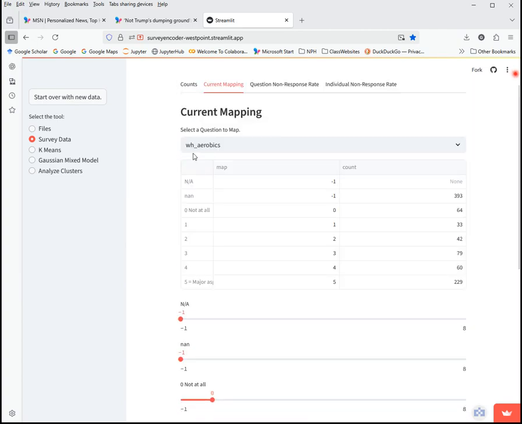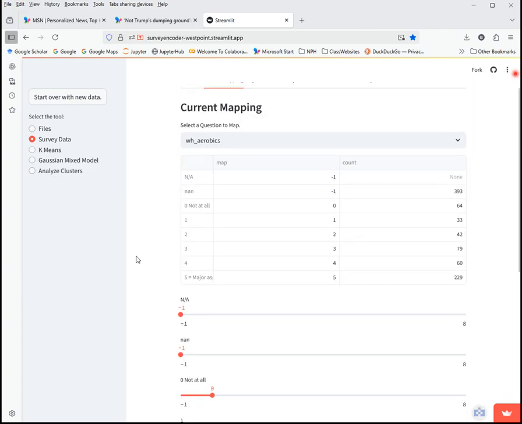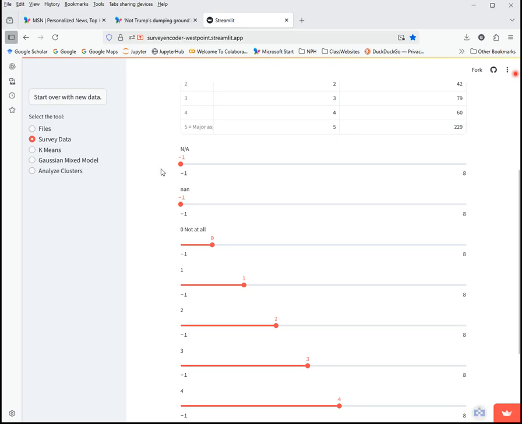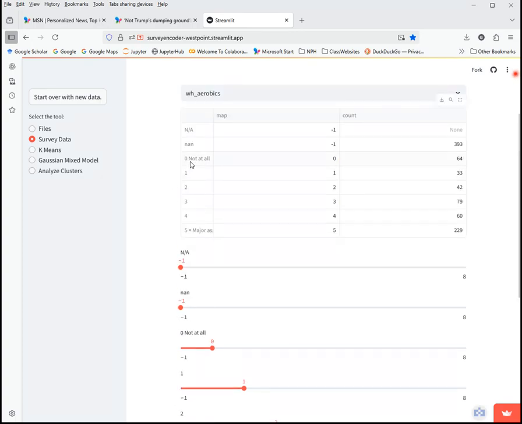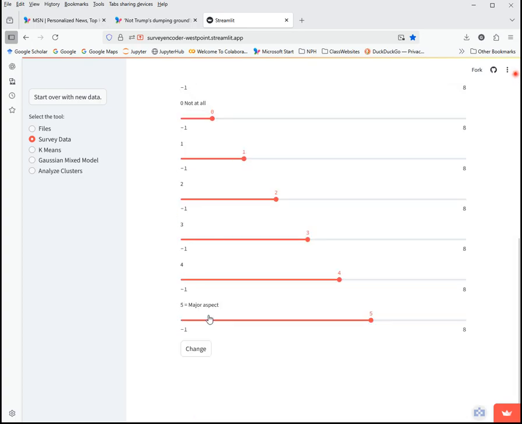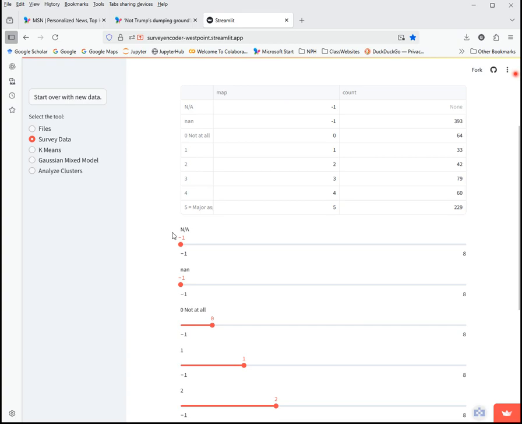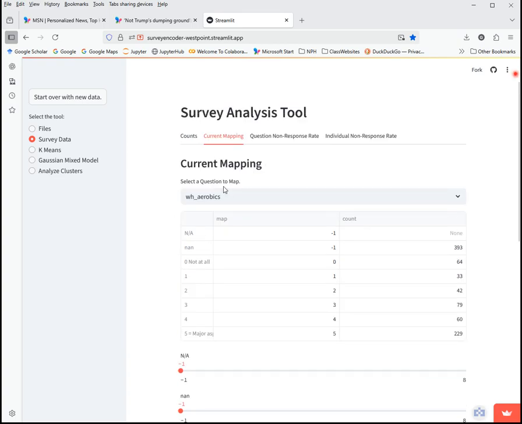For example, this first question being WH aerobics, not in A, meaning not available or not applicable, being a -1, not answered also being -1. And then you can see the other numbers that they were mapped to ordinally. And this makes sense. If you wanted to change it, you could hit change and it would change it for you. But in this particular case, we've already mapped this, so we don't necessarily need to do that.